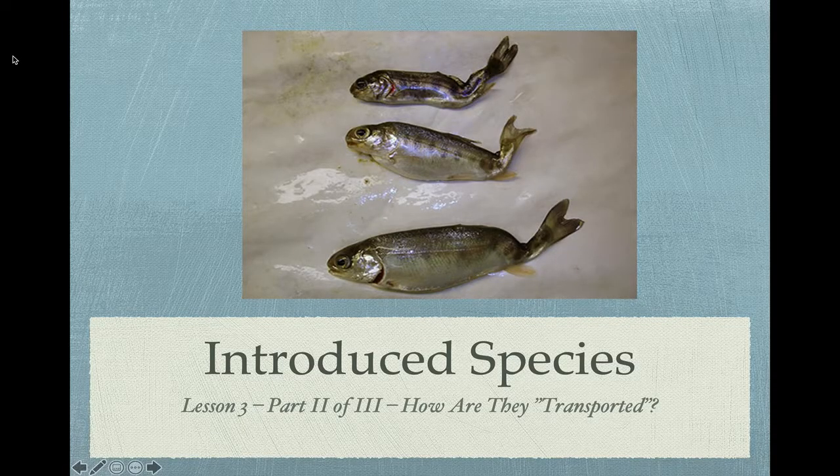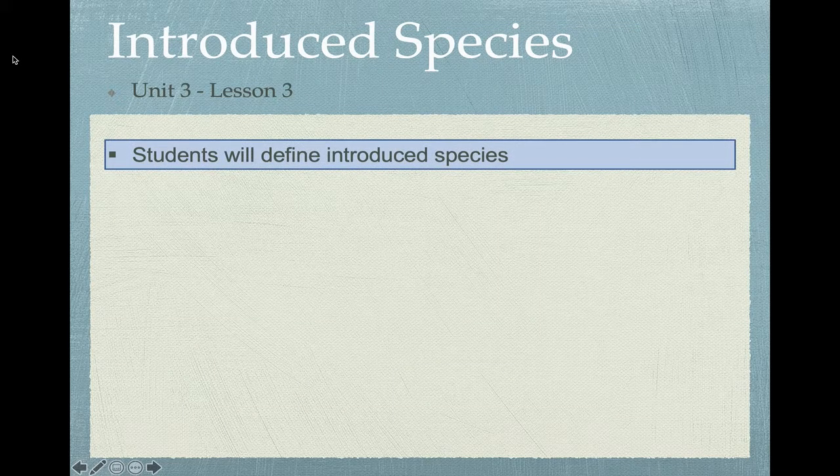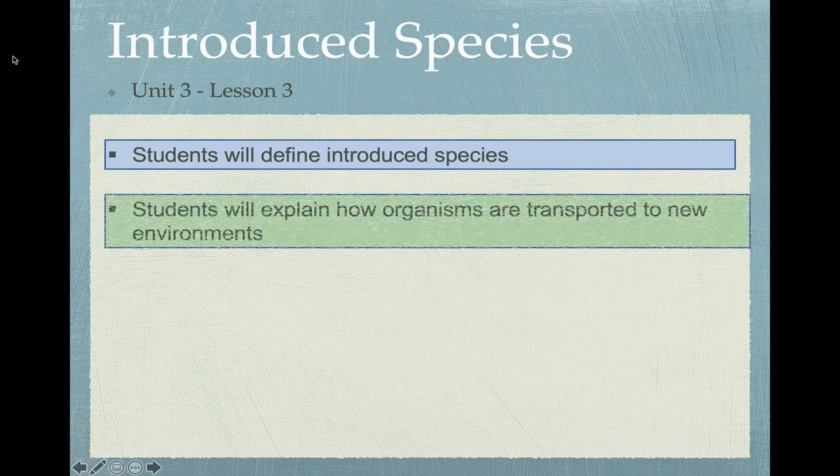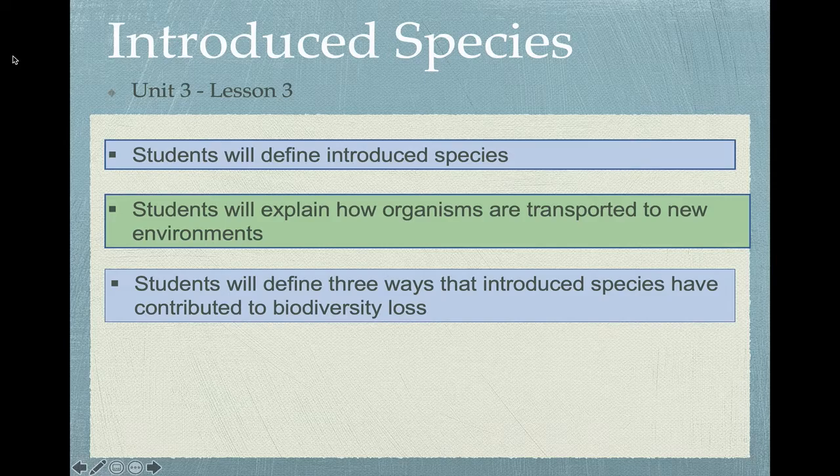As we continue lesson 3, we're now looking at part 2 of the 3-part series for introduced species into ecoregions. In this particular part, we're focusing on how they are transported. How do they get into these ecoregions? In the first part, we defined introduced species and the subcategories. Now we're looking at how to explain they are transported to new environments. Part 3 will then look at the 3 ways that introduced species have contributed to biodiversity loss or threat.